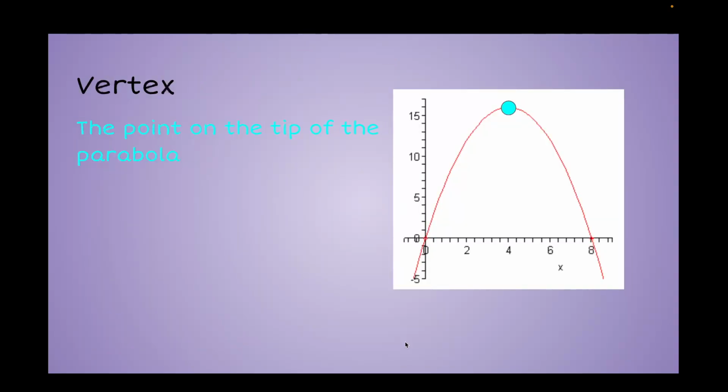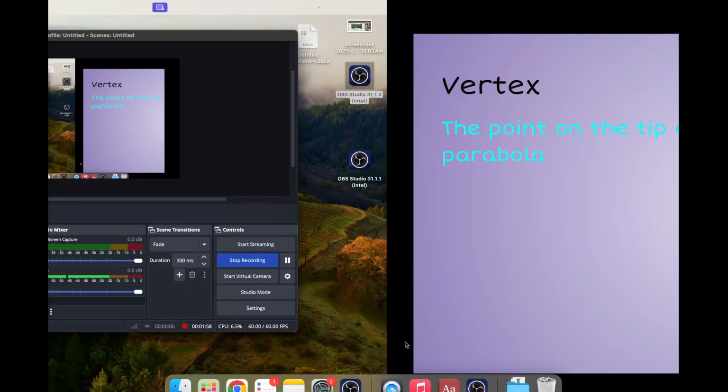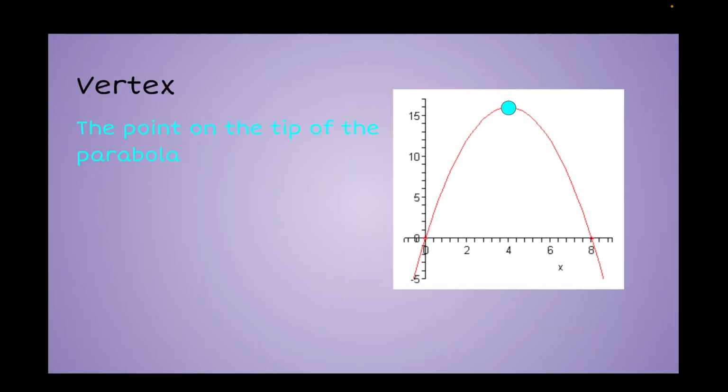Now the vocabulary. The vertex is the point on the tip of the parabola. On this parabola, it's this point right here. It's one singular point, right on the tip. It's right where the parabola starts going from up to down, or I guess down to up. You should think of this as a point on the graph.